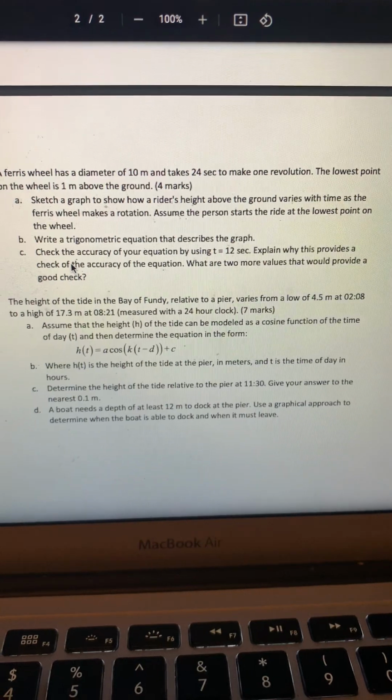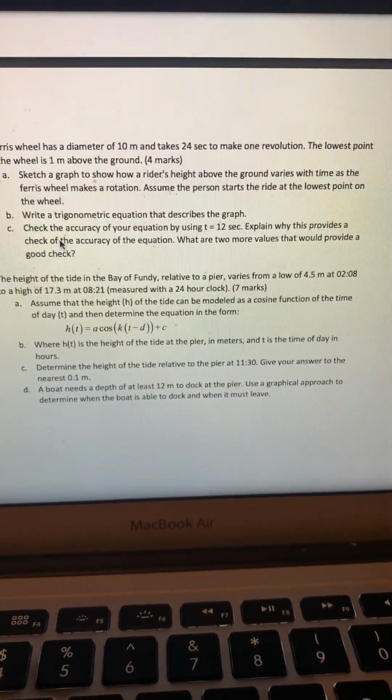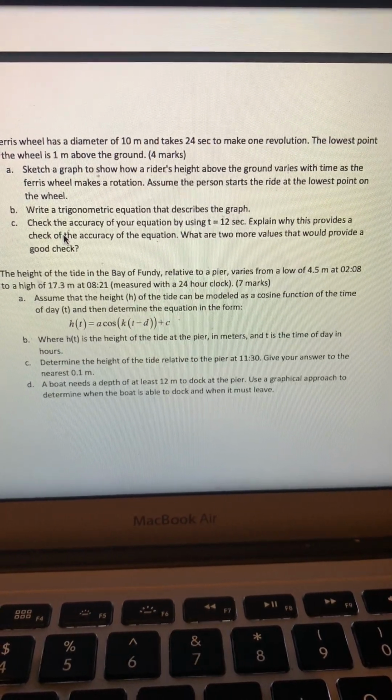2c asks, check the accuracy of the equation by using t equals 12 seconds. Explain why this provides a check of the accuracy of the equation. What are 2 more values that would provide a good check?